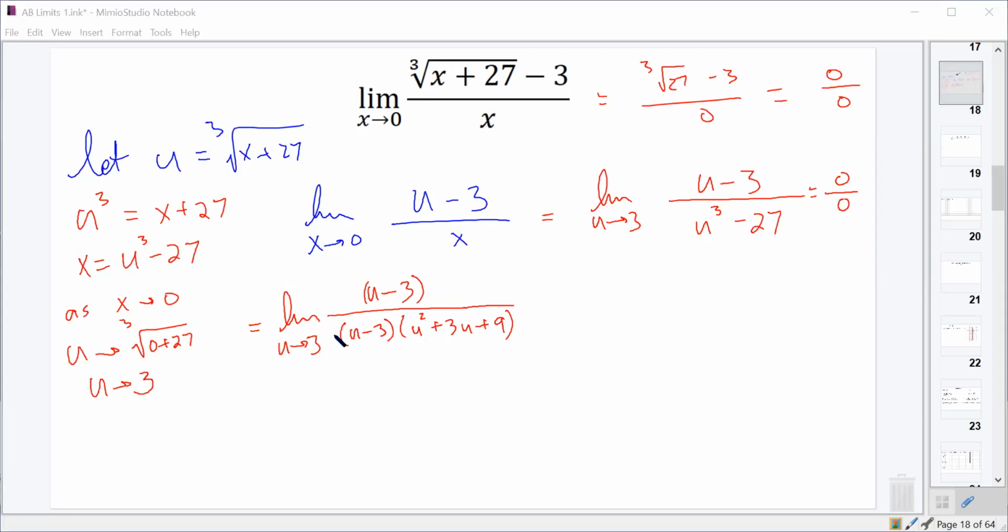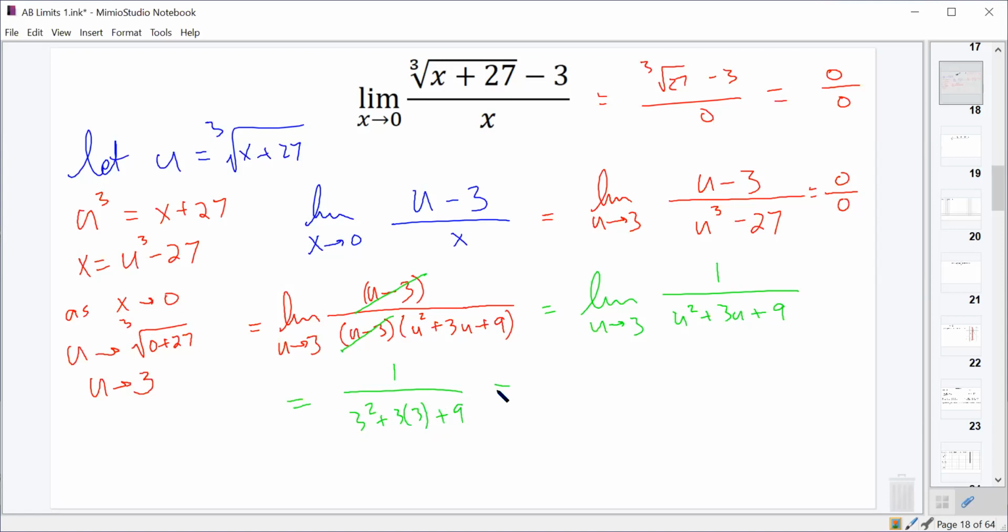And what can we do? We can cancel out the u minus 3s. We've now got a limit as u approaches 3 of 1 over u squared plus 3u plus 9, which is 1 over 3 squared plus 3 times 3 plus 9, or 1 over 9 plus 9 plus 9, 27.